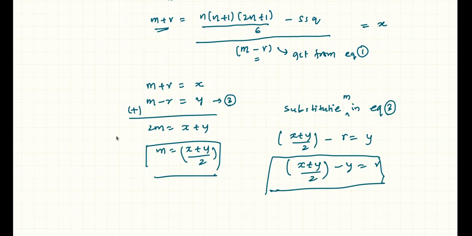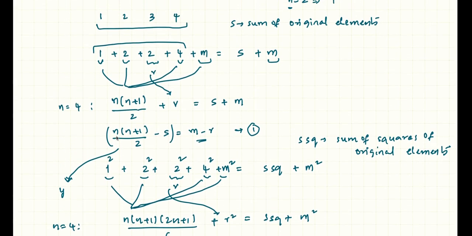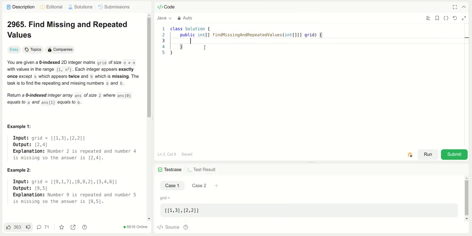Okay, so let's try to code it out. Let's jump back to Leetcode. Okay, I'm back to my Leetcode. Let's try to code it down. Let's take n is equal to grid dot length. Firstly we have to find two things.